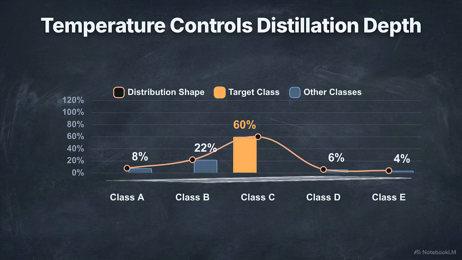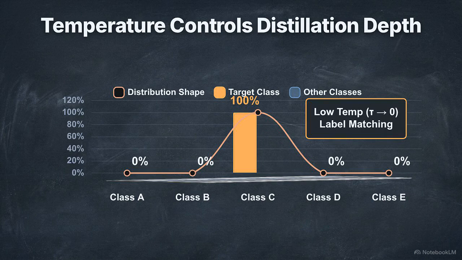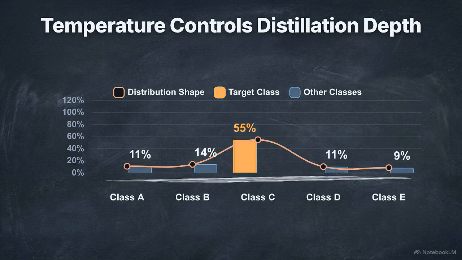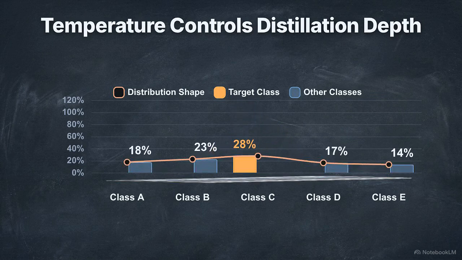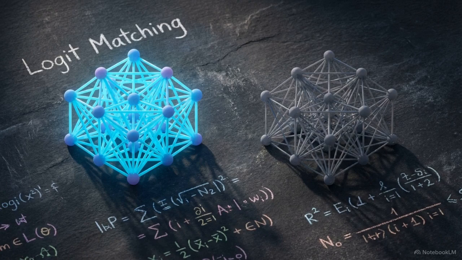As tau approaches 0, the distribution sharpens into a single spike. This label matching teaches only strict right or wrong answers. Scaling the temperature up flattens the curve, revealing nuanced probabilities of incorrect classes. This logit matching transfers structural relationships, providing deeper understanding. Empirical testing consistently verifies that models achieving logit matching generalize better to unseen data.